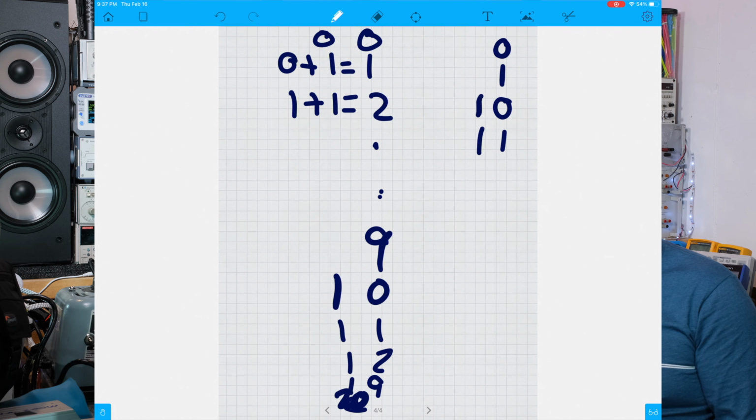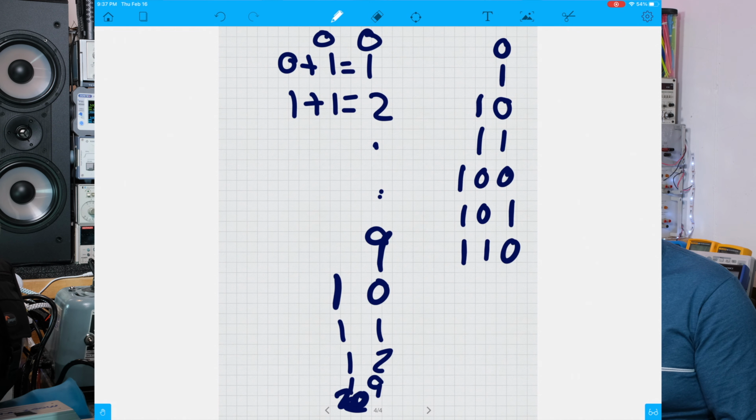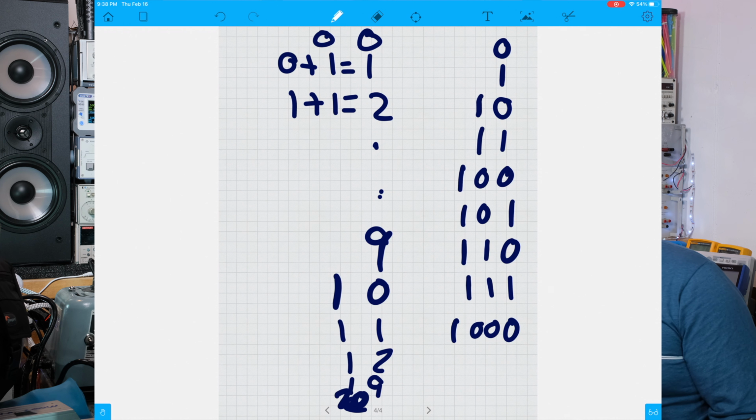Then we add another 1, so we have to carry it. And it goes like this. Then we add 1, does that. Then we add another 1 to that, and we end up with this. Add another 1, we end up with that. And then we end up having to carry again. Kind of see the strategy here?